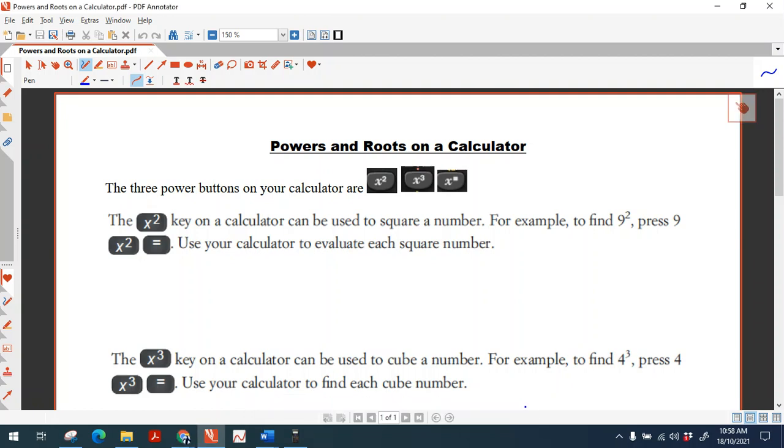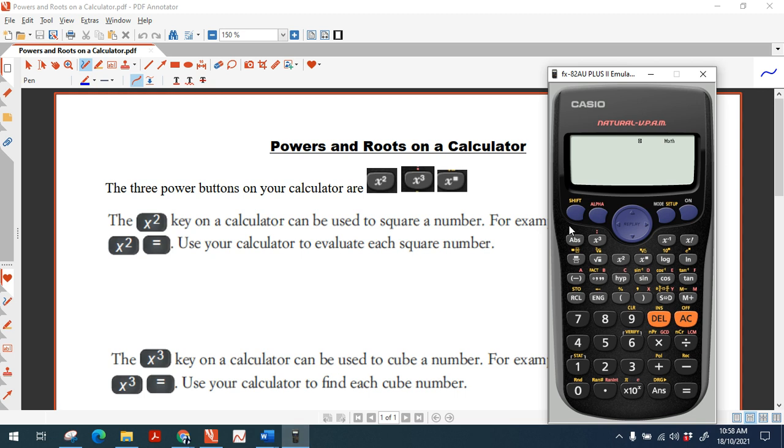Okay, we're going to look at the calculator and using that to find square roots, cube roots, and also to calculate powers of numbers. So let's have a look at our calculator here. Okay, so here's our calculator.